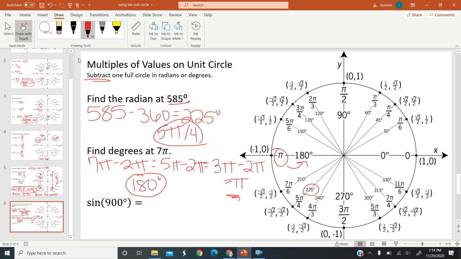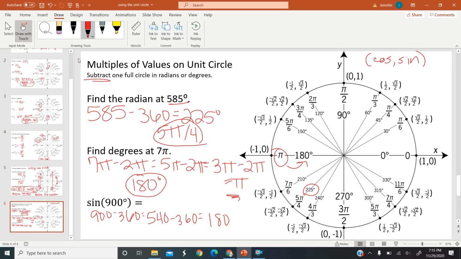And then the last one is asking you for the sine at 900 degrees. Remember, sine is going to be the y value. So we have the x value is cosine, y value is sine. So we're going to use that once we get back to a degree that we can use. So first, I'm going to do 900 minus 360 just to see if we can get back on the unit circle. So 900 minus 360 is going to give us 540. Well, that's still more than 360, so I need to subtract it again. So 540 minus 360 is going to give me 180.